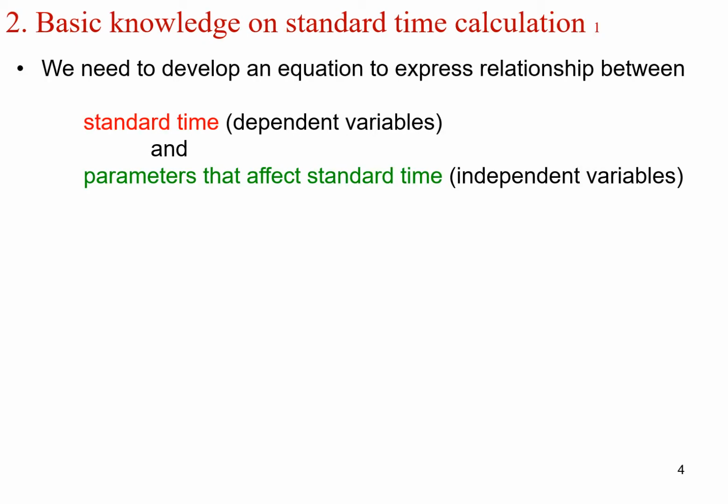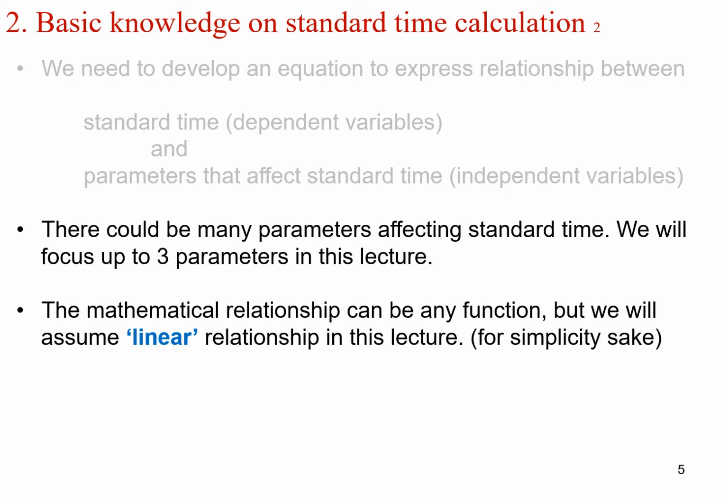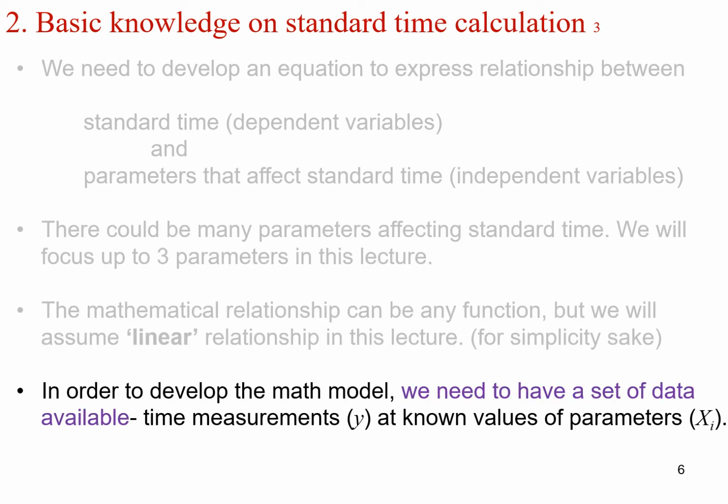To calculate standard time, we need to create an equation that links standard time, as the dependent variable, to parameters that affect standard time, which are independent variables. In reality, there could be many parameters affecting standard time. We will limit to within 3 parameters in this lecture. The equation to link parameters to standard time will be assumed linear in this lecture also.